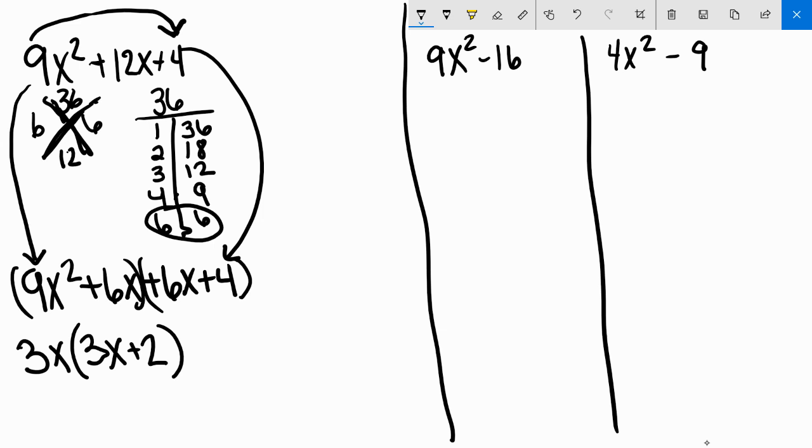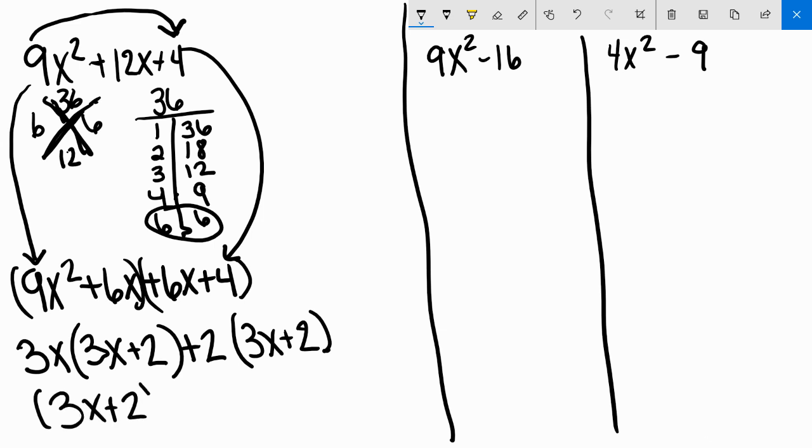6 and 4 have a common factor of 2. They can both be divided by 2. And both those signs are positive, so we make that a positive. 4 doesn't have an x, so no x here. And then divide. 6 divided by 2 is 3x. 4 divided by 2 is 2. We have 3x plus 2 as our common factor. And then our GCF on the outside is 3x plus 2.